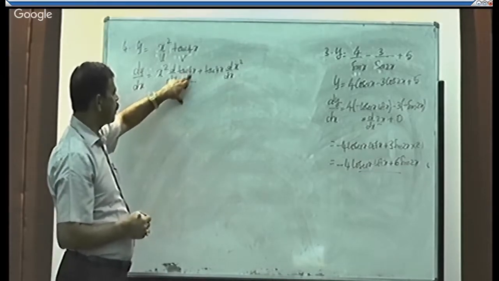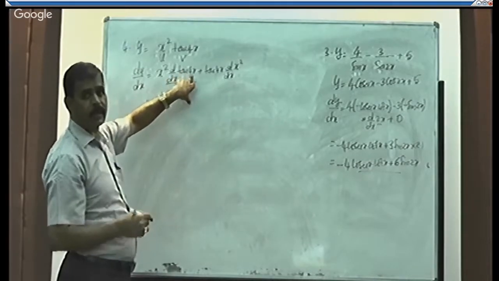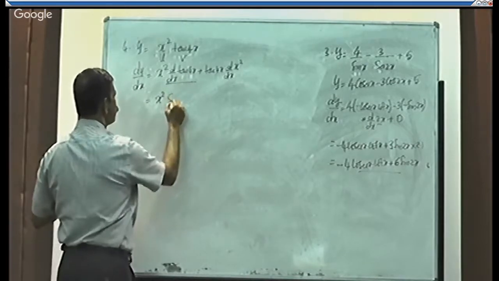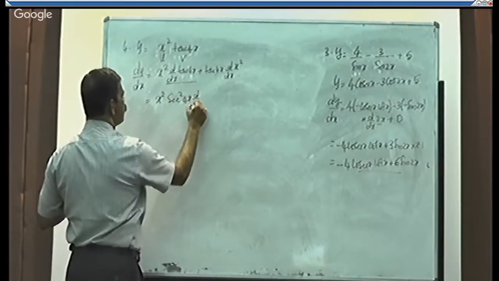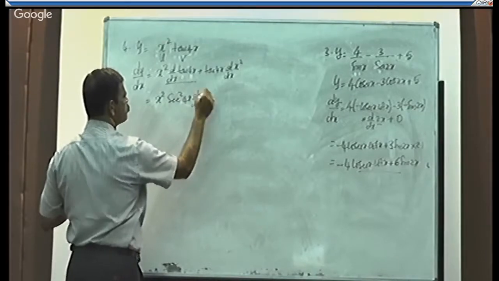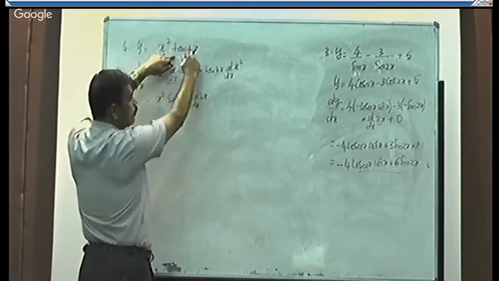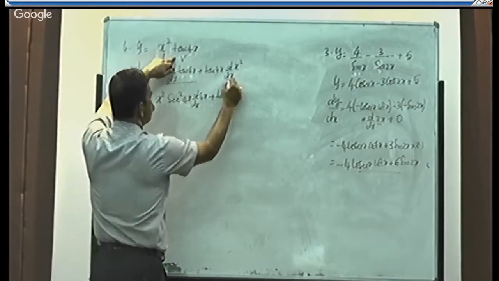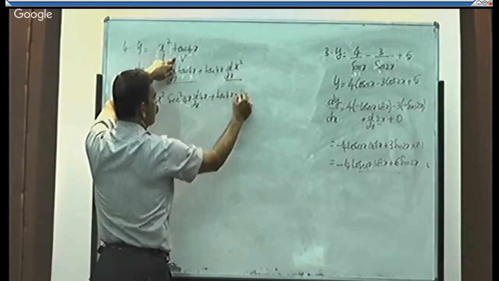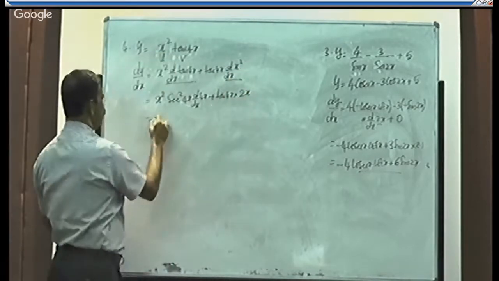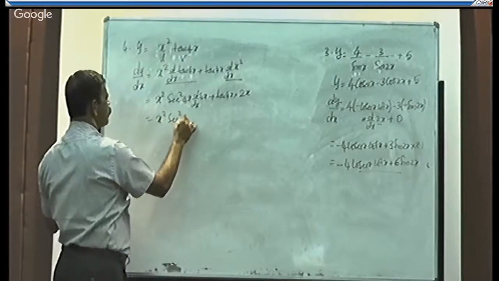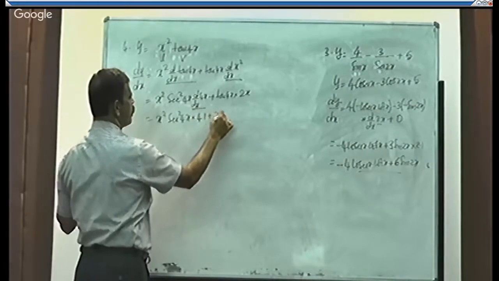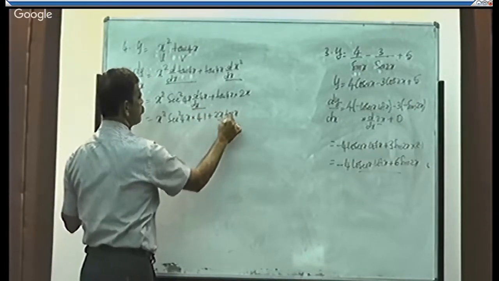Tan of 4x, a tan function. What is differentiation of tan x? Secant square x, right? Therefore, differentiation of the function is secant square function into d by dx of the function. Don't think of the chain rule in the first step itself. Tan of 4x into differentiation of the function. What is the function? x square. Write directly 2x. Finally, x square into secant square 4x, differentiation of 4x is 4 into 1, plus 2x into tan 4x.